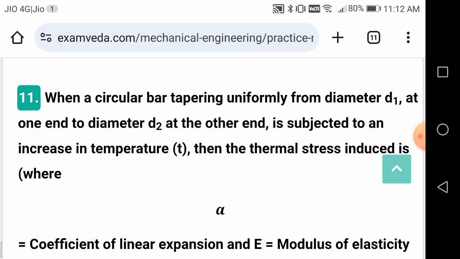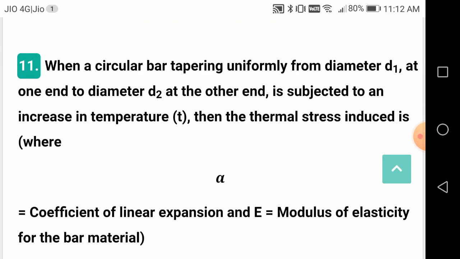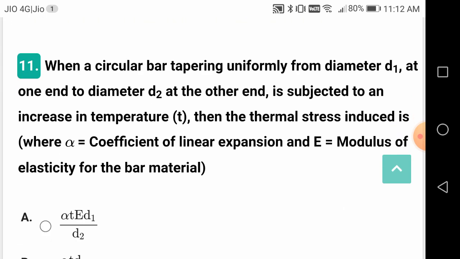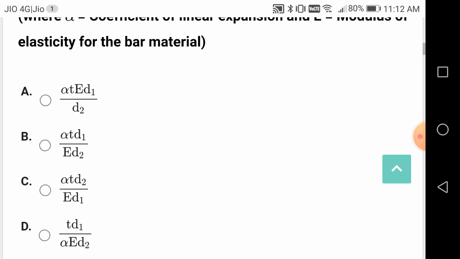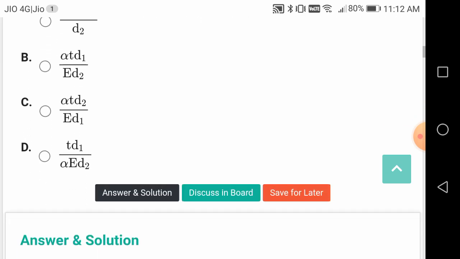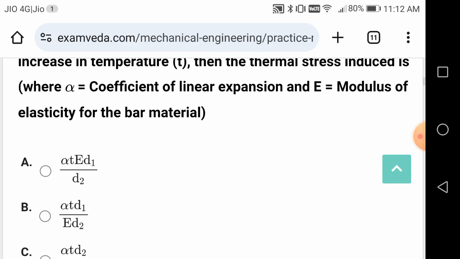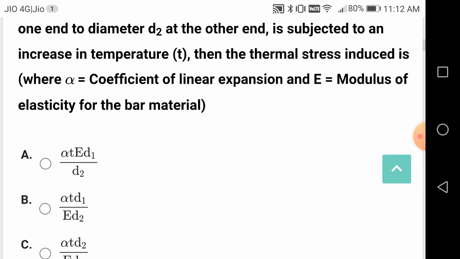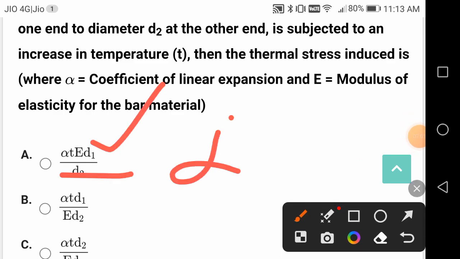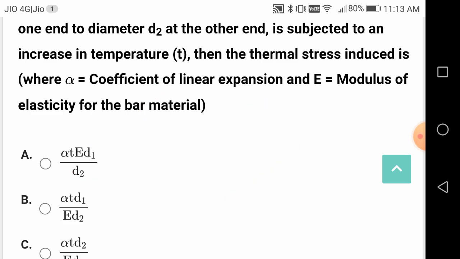When a circular bar tapering uniformly from diameter D1 at one end to diameter D2 at the other end is subjected to an increase in temperature T, then the thermal stress induced, alpha being the coefficient of linear expansion, E being the modulus of elasticity for the material, we can see that he is asking the thermal stress, okay, alpha T D1 by D2. If D1 is equal to D2, it is alpha T E. We know that, okay.